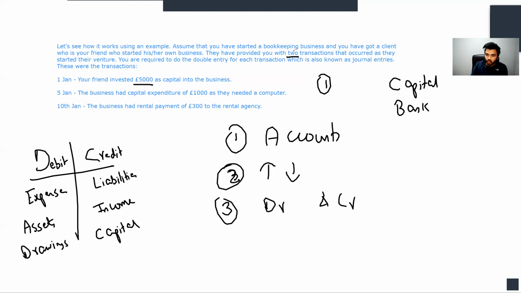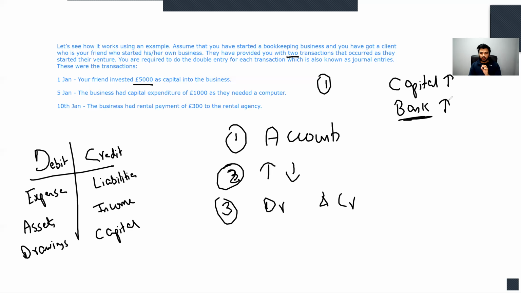So we identified the 2 accounts for the first transaction. Now, the second thing is to see whether the account is going up or down. As the owner is putting more money into the business as capital, this capital will go up. The bank, as the money is increasing in the business bank account, will also go up. So there will be upward arrows in both. The final step is doing the debits and credits.